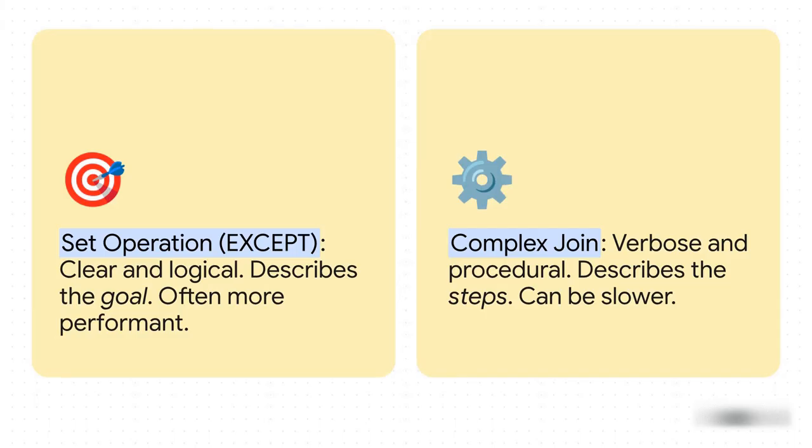And this slide lays out the difference perfectly. On the left, using except is declarative. It describes what you want. Give me stuff from A that's not in B. It's clean and logical. The complex join on the right is procedural. It describes how to get the answer step by step. The except query is way easier for a human to read, and often it's more performant because you're telling the database your ultimate goal and letting it figure out the best way to get there.